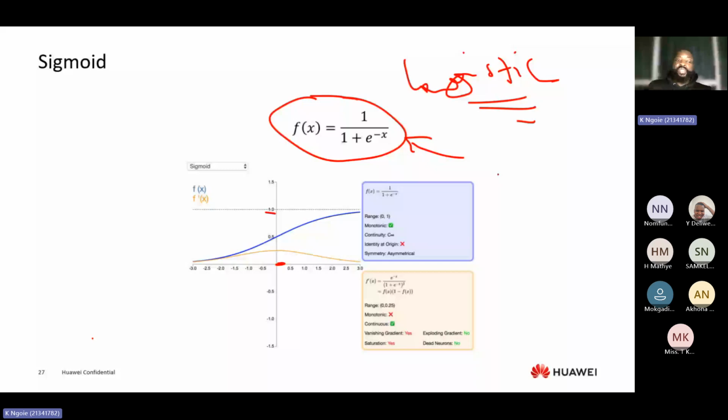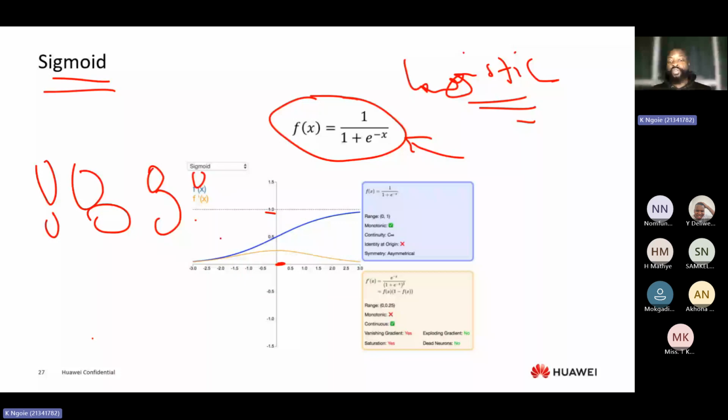But one of the most dangerous problems with sigmoid, if you're using sigmoid, is that the more layers you have, you're going to have an issue called a vanishing gradient. And this is not a good thing for machine learning. When we have a vanishing gradient problem, it is very, very dangerous. So we don't want to have that.